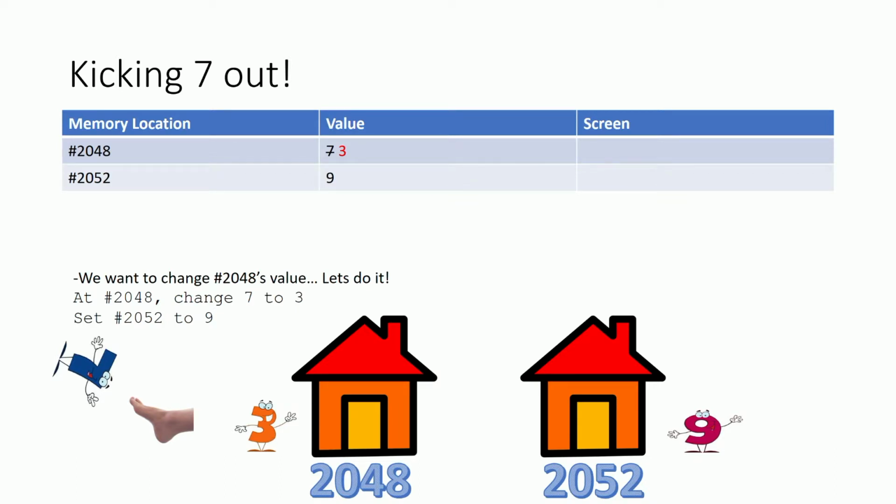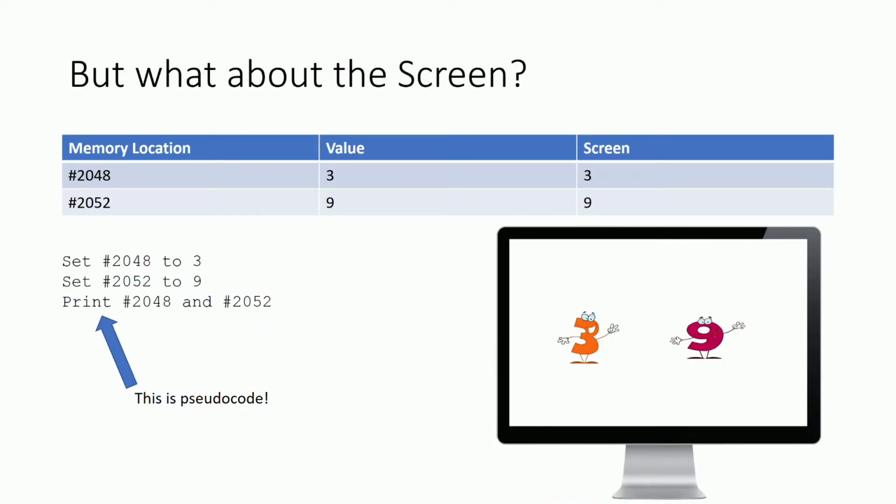And that's where this beauty, print, comes into play. So we'll say 2048 set to 3 and 2052 set to 9, as we've done previously, and then we will print the memory addresses, the values at those memory addresses. And you'll see on the screen, yay, we get 3 and 9, so we got exactly what we wanted.